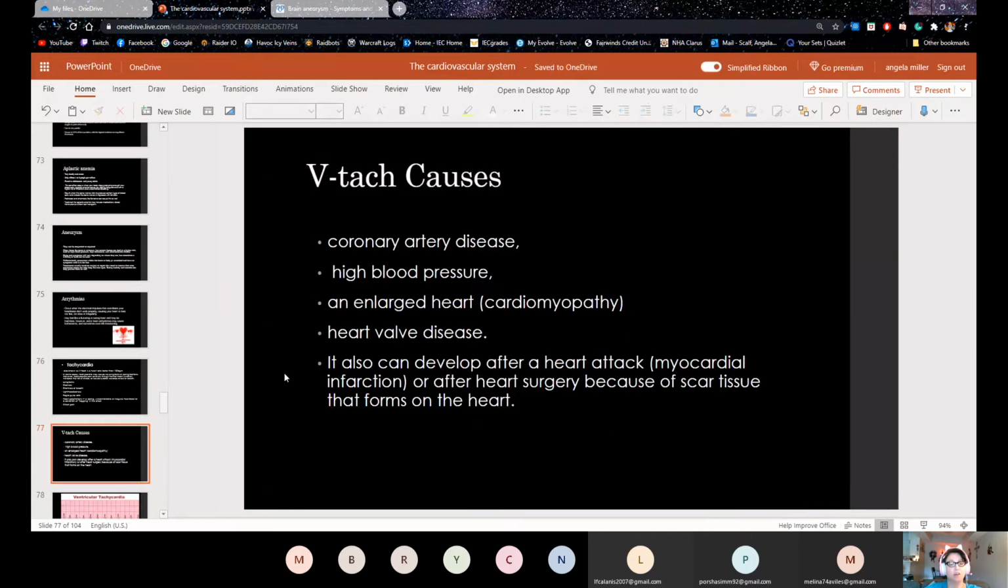What are the causes for tachycardia? Common is high blood pressure. So who can tell me what the abbreviation for high blood pressure is? You should know this by now, guys. Anybody? Hypertension is HTN. Remember your abbreviations. Another cause is an enlarged heart, or cardiomyopathy, right? Sometimes heart valve diseases, and sometimes people can experience it before and after heart attacks.